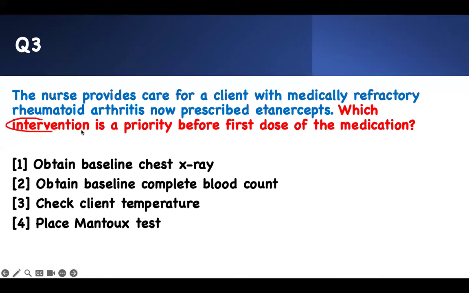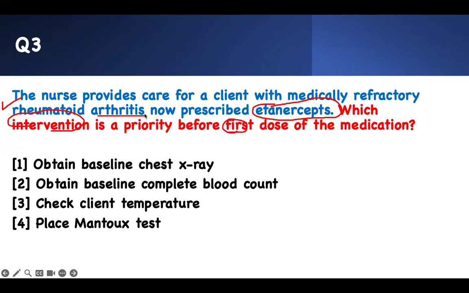Which intervention, that means pick an answer choice that is an intervention, is a priority before the first dose of the medication? You see the way I'm answering the question from the back, going for the buzzwords and connecting the buzzwords together. And then provide care for a client with medically refractory rheumatoid arthritis, who now is prescribed etanercept. So the 3 things you need to focus upon: etanercept, first dose, and intervention. The clue, one buzzword that will help you, is rheumatoid arthritis.